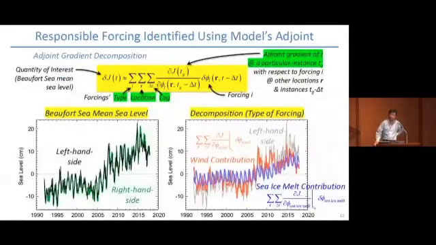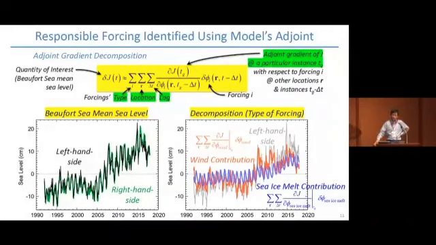To understand the cause of these changes, we decompose the Beaufort Sea mean sea level, J on the left-hand side, in terms of its drivers, represented by the ocean's forcing, phi, on the right-hand side, using adjoint gradients computed by EMU as coefficients. This approach, called adjoint gradient decomposition, approximates the first-order Taylor expansion and quantifies what forcings contribute to this variation.